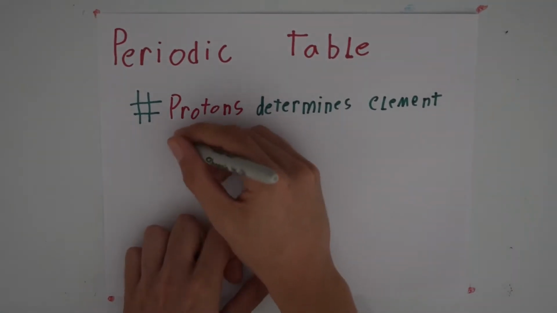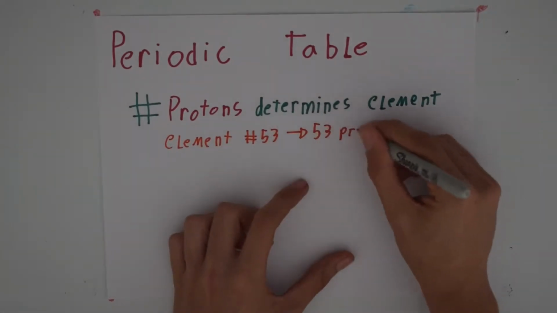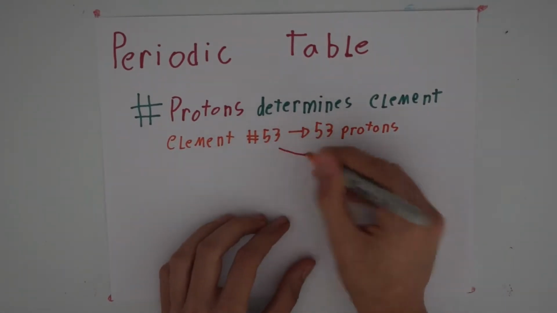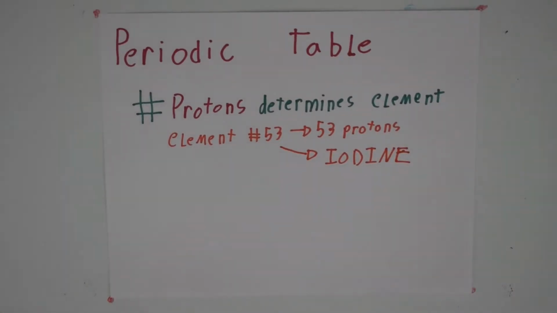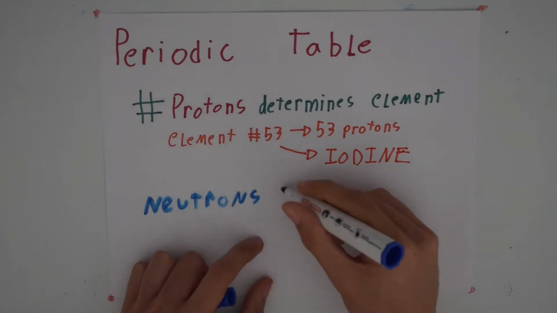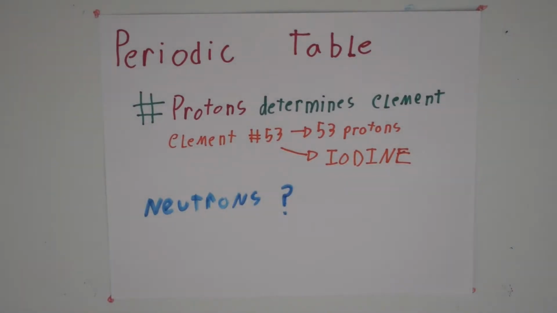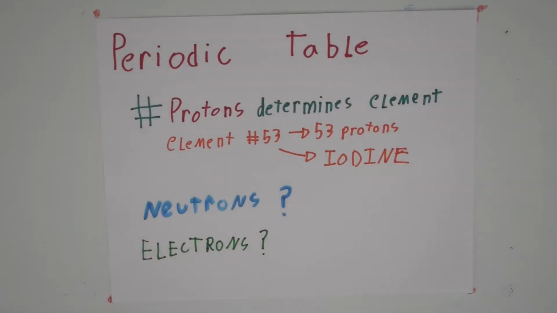For example, on the periodic table, when reading from left to right, element number 53 is going to have atoms with 53 protons, and by coincidence, this is iodine. So if the number of protons an atom has determines which element it is, what do neutrons do? And also, what do electrons do?